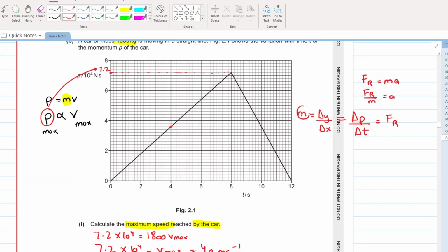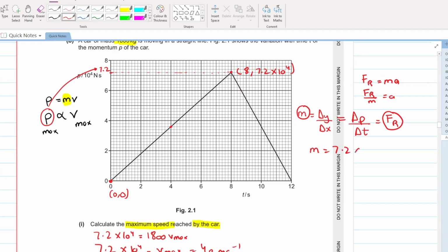So first of all, let's calculate the gradient. That will be my resultant force. Very good. So first of all, let's calculate the gradient. By this is 0, 0. Which other point should I take here? I already have this point here. This point is 8 on the x-axis and 7.2 into 10 raised to the power of 4 on the y-axis. Can I calculate the gradient here? Yes.